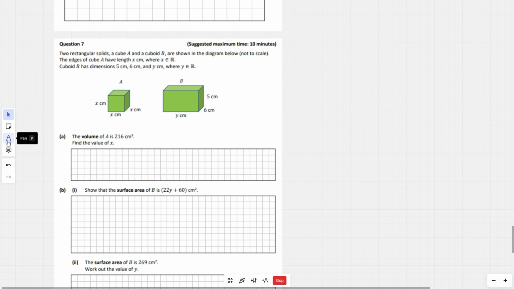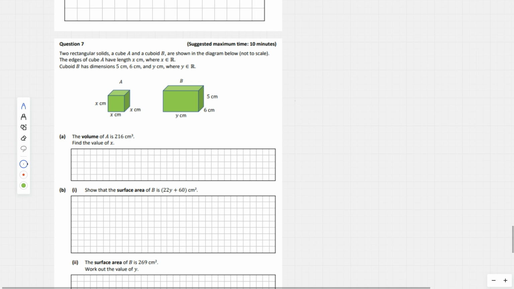Two rectangular solids, a cube A and cuboid B, are shown in the diagram below. The edges of cube A have length x centimeters, where x is a real number. Cuboid B has dimensions 5 centimeters, 6 centimeters, and y centimeters, where y is a real number.